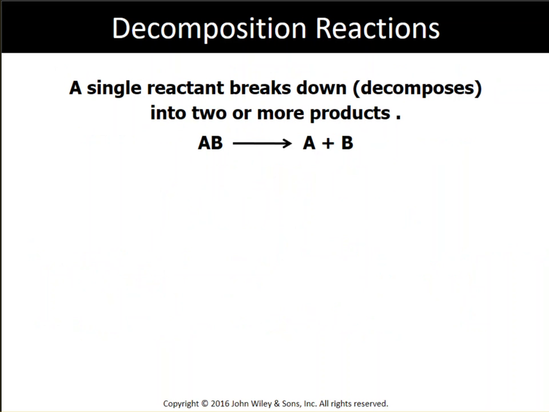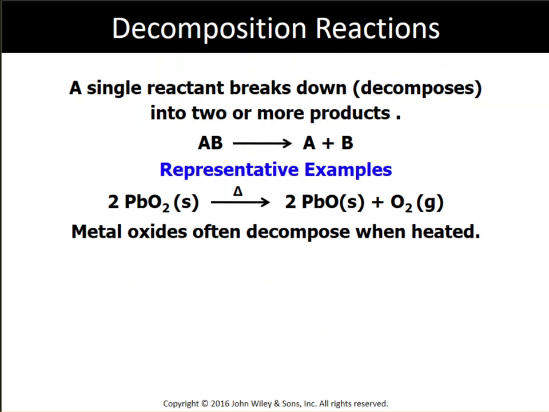Now let's look at decomposition reactions. How do we identify a decomposition reaction? That's when you start with one substance and it leads to the formation of 2 or more products. Usually for decomposition reactions, heat is required. So here is an example of a decomposition reaction. You start with lead-4 oxide, and upon heating, it decomposes to lead-2 oxide and oxygen gas.